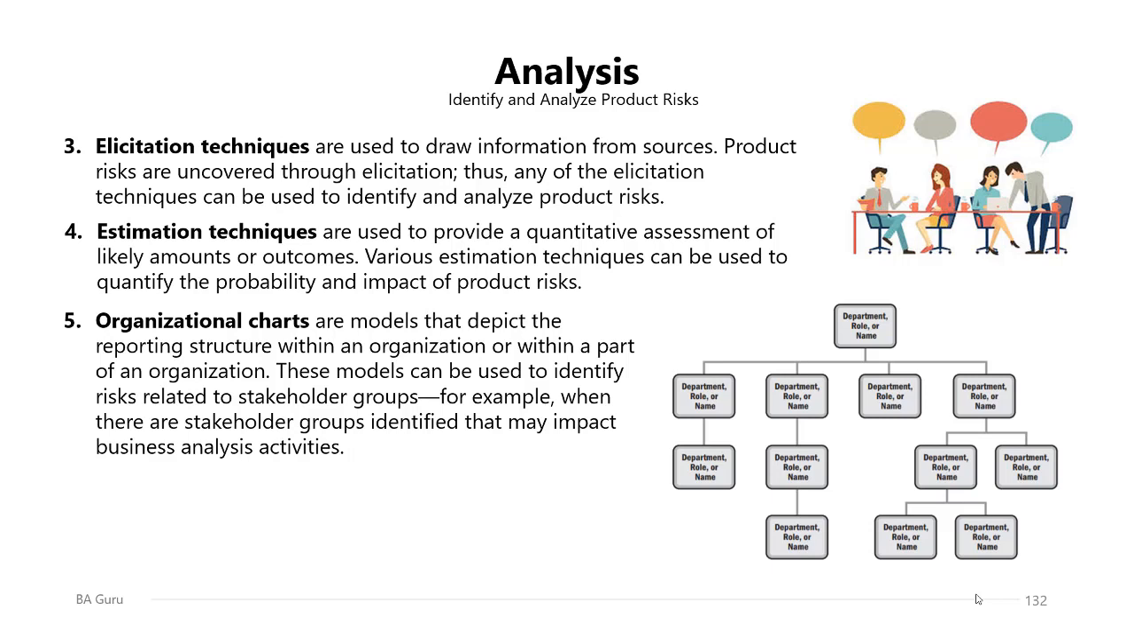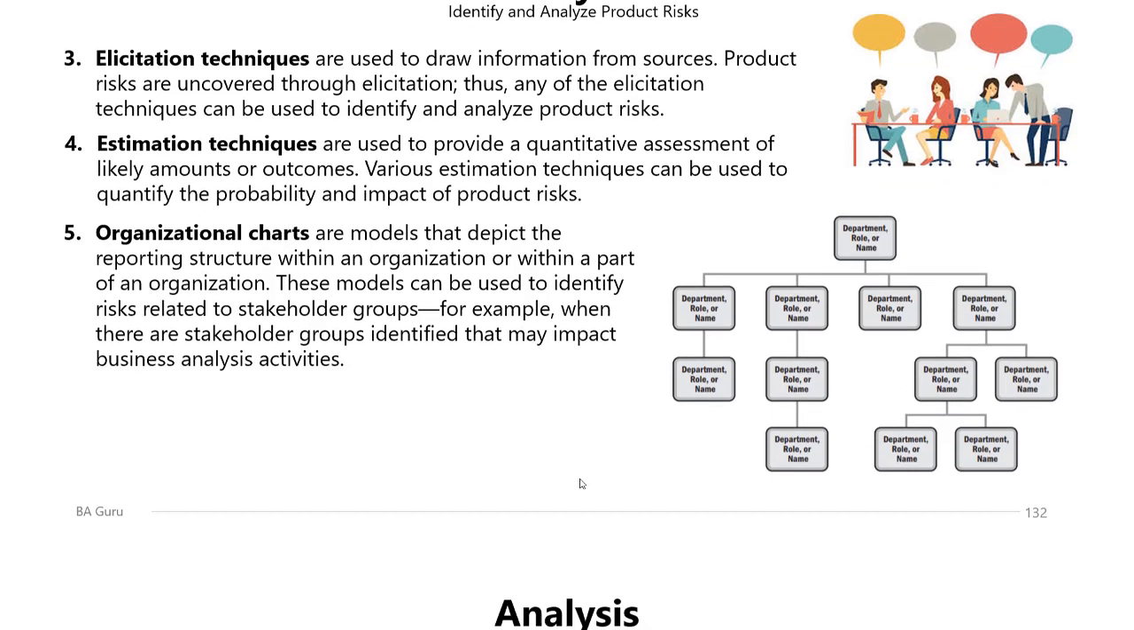These models can be used to identify risks related to stakeholder groups. For example, when there are stakeholder groups identified that may impact the business analysis and objectives. So the organizational charts are very useful in order to double check on all the stakeholders you identified, or if there are any missing stakeholder groups, and we can identify the risk related to different stakeholder groups in the organization by looking at the organizational chart.